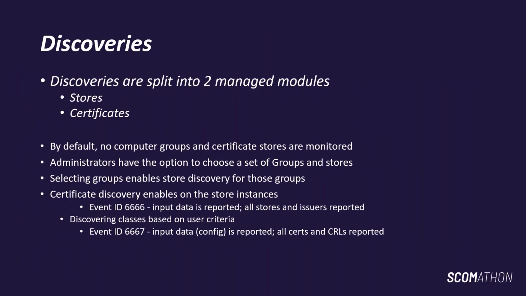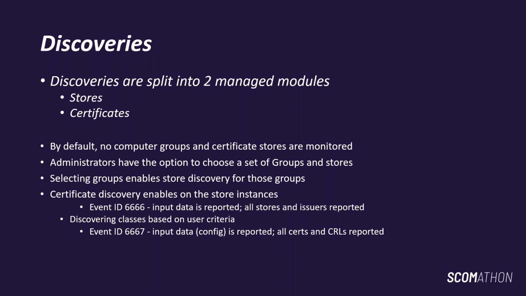As I told, we have 2 discoveries, certificates and stores. By default, the 2 discoveries are disabled unless the customer or end user configures the MP in the administration workspace, or else has to update the override MP for enabling the stores and certificates with targeted groups. Administrators have the option to set the groups and stores, to select what groups they are going to monitor and also what stores they have to monitor. The certificates are generally mapped depending on the stores, and stores are targeted on the groups.